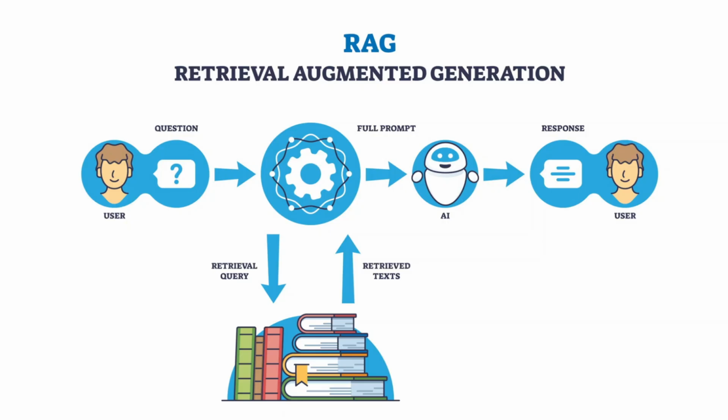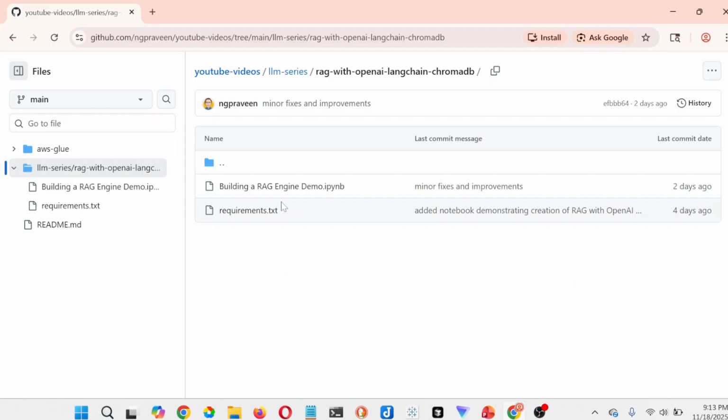So without further ado, let's dive in. In this video, I'm going to follow a notebook which is hosted in my GitHub repository. I'm going to share a link to this notebook. You will also require the requirements.txt file to set up the virtual environment. So I recommend you download these two files.